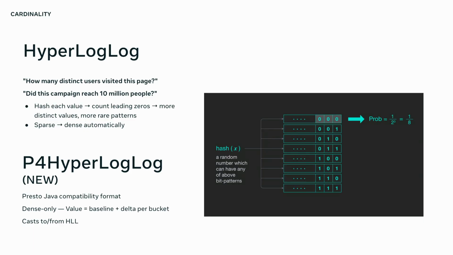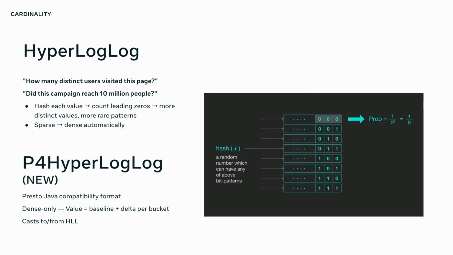How this works is, if you think of flipping a coin, you have to flip a coin a large number of times to get 10 heads in a row or 1,000 heads in a row. So you could think of 0 like flipping a coin and getting a head, if 0 is the head in this case. What we added is P4 HyperLogLog for Presto Java compatibility, and this is a dense-only format.